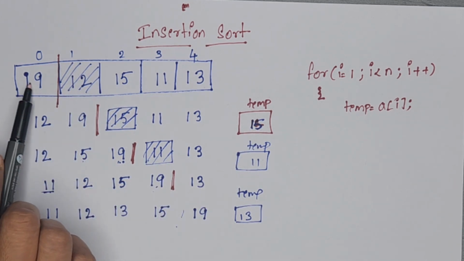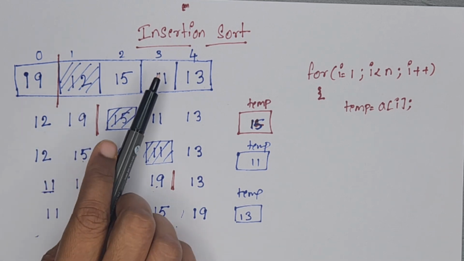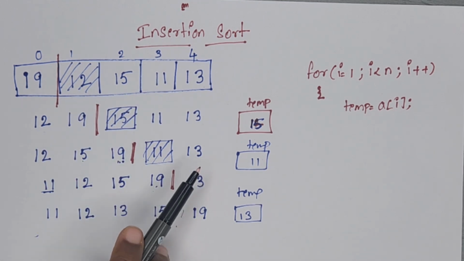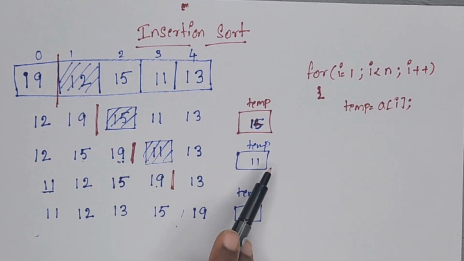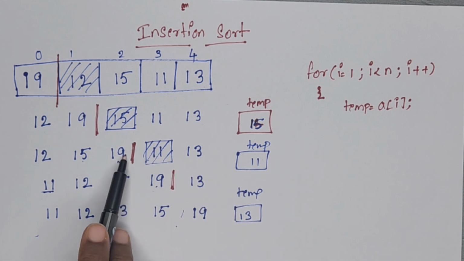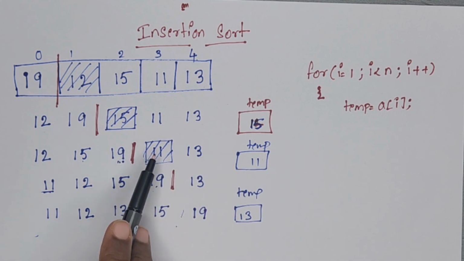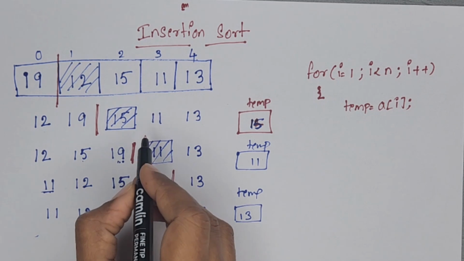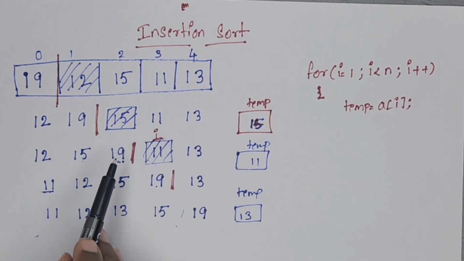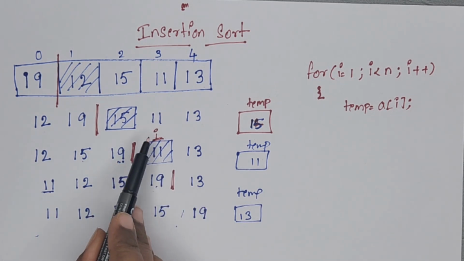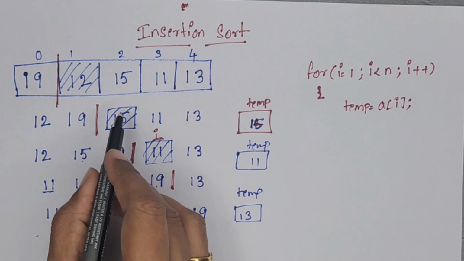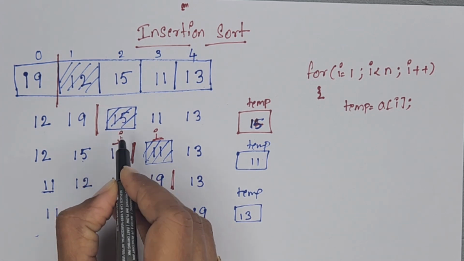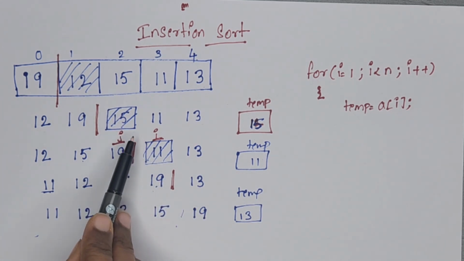Now temp is compared with the 0th element. Okay. For example, if we take this one, 11 we have assigned to temp. Now 19 is compared with 11. See, if i is 3, then we have compared with 19. It means the i minus 1 element we have to compare. This is assigned to j. It means j always starts with i minus 1.